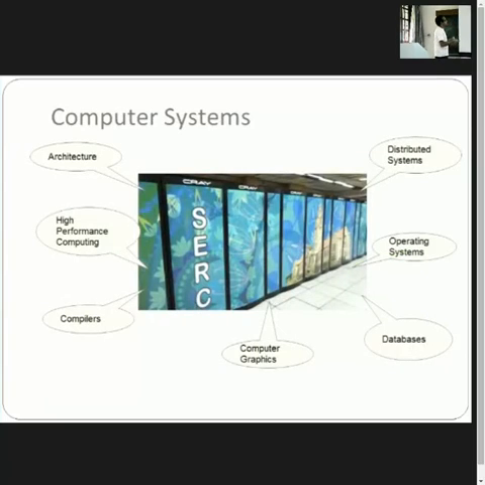Do you know what this is? Yeah, it's the Sahasrara supercomputer at CSA, IISc. So what kind of work can you do on a supercomputer? One, you have architecture, right? You'll have to design this, and you'll have many applications which use it.